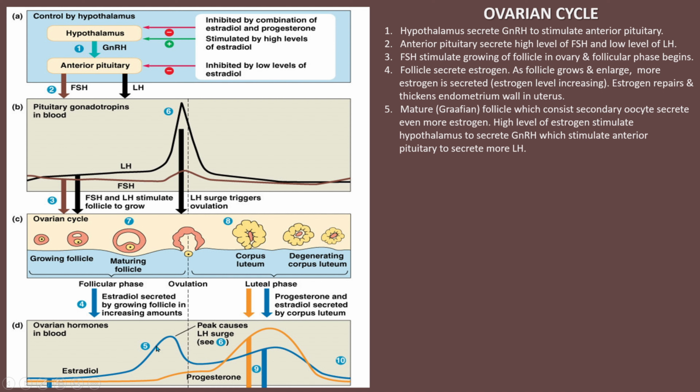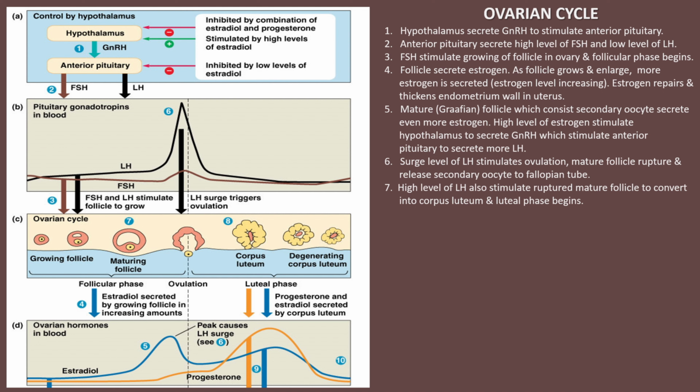Step number 5, mature ovarian follicle, which consists of secondary oocyte, secretes even more estrogen. At high level of estrogen, it will stimulate hypothalamus to secrete more GnRH, which stimulates anterior pituitary gland to secrete more LH. Step number 6, surge level of LH will stimulate ovulation, where the mature follicle ruptures and releases the secondary oocyte to fallopian tube.